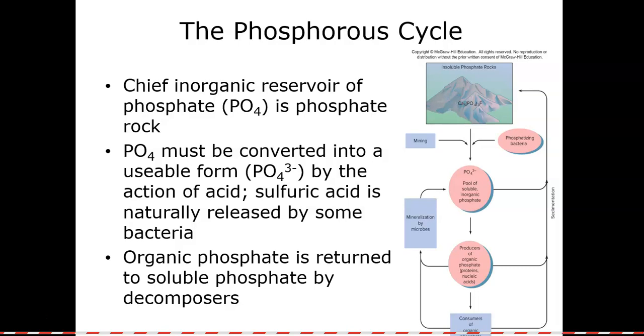Phosphorus, on the other hand, is found primarily in rock. In order for phosphates to be used, they have to be converted into a usable form by acid, usually sulfuric acid, that can be released by many types of bacteria. And organic phosphate is returned to soluble phosphate by the decomposers.